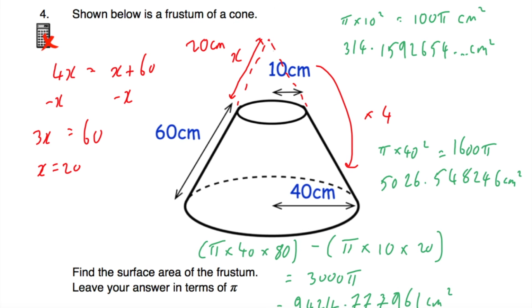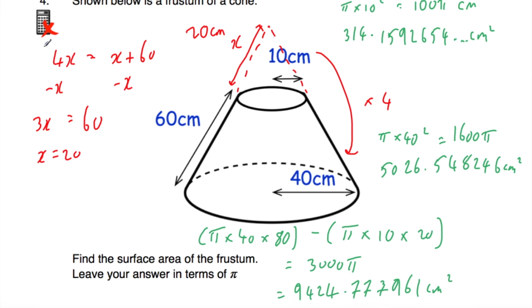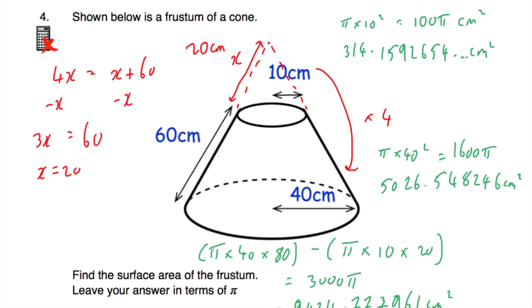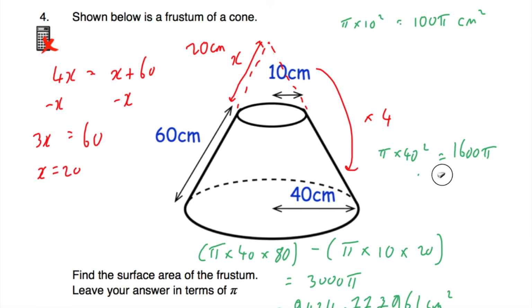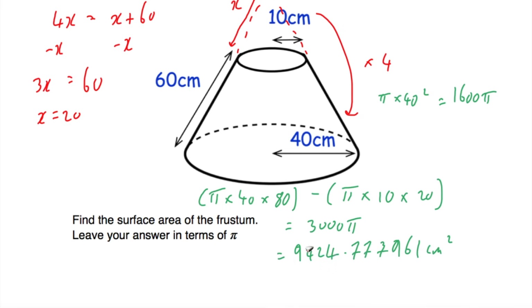Okay, now at this point here, I've just remembered that this is a non-calculator question. So at this point, I was about to add up the 314.59 and so on, the 5,026 point and so on. But actually, let's just go back and say if this was a non-calculator question, what would we have done differently? So I'm just going to rub that out, and rub this bit out down here.